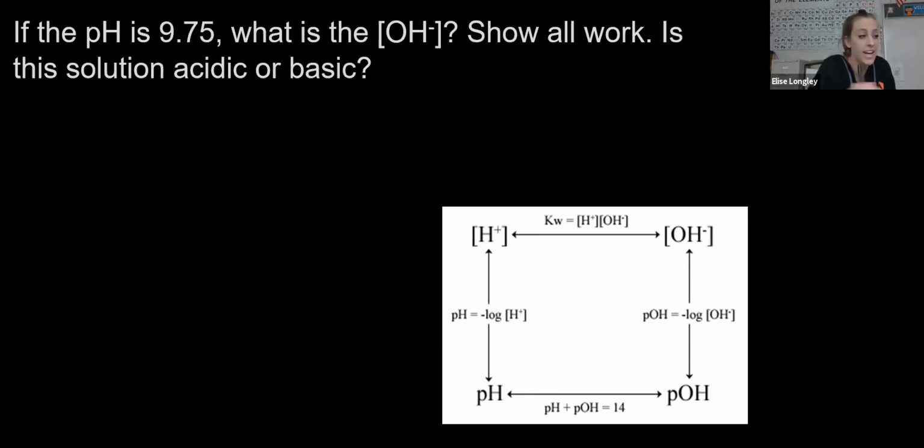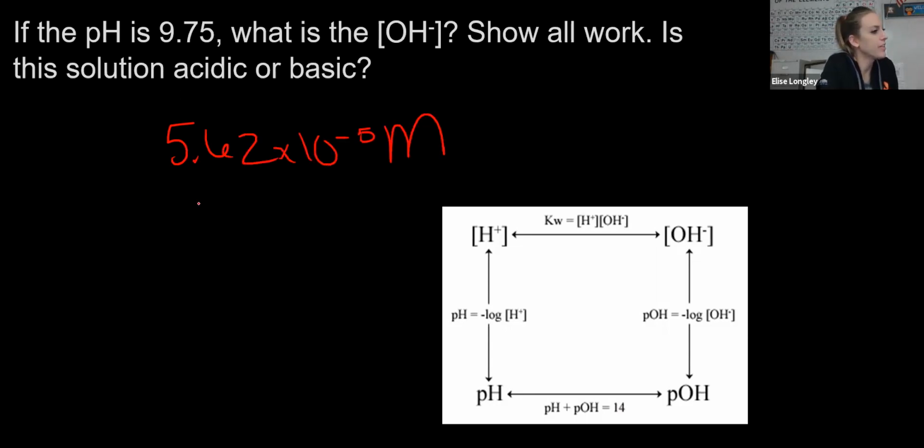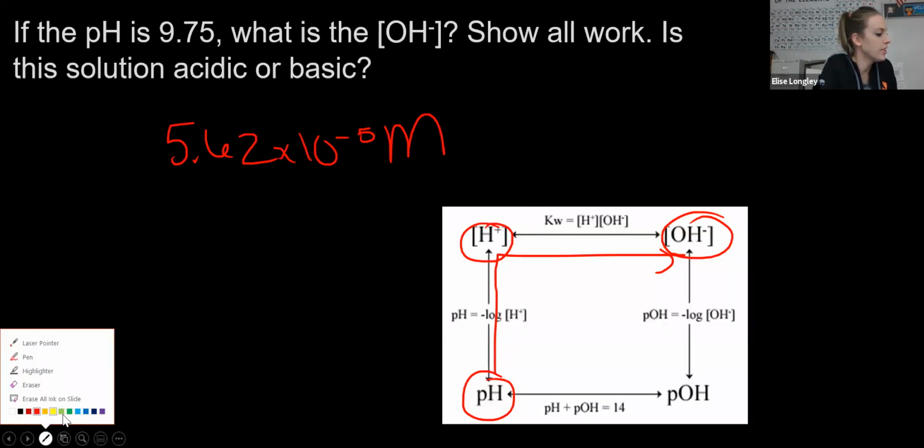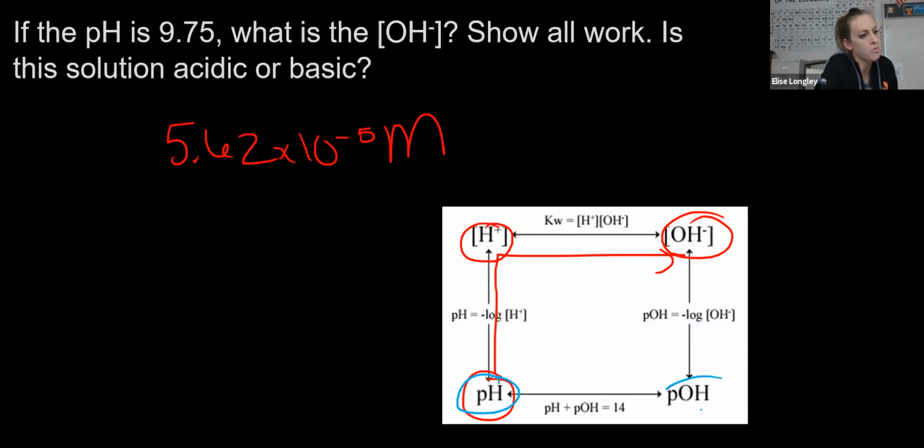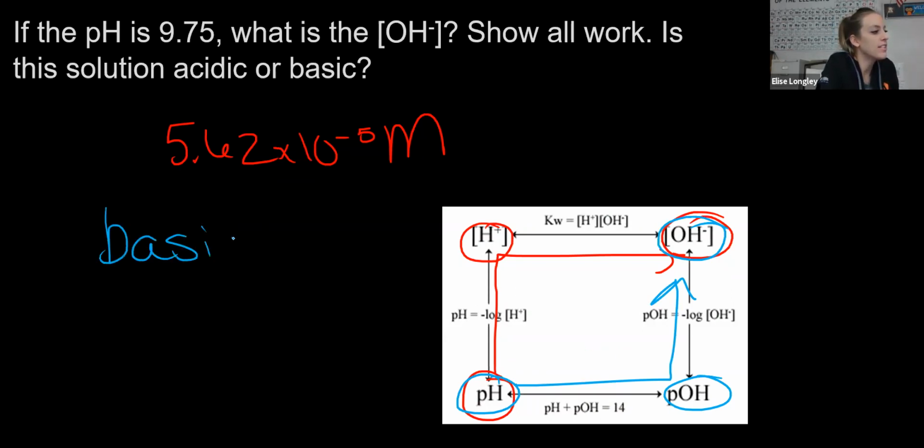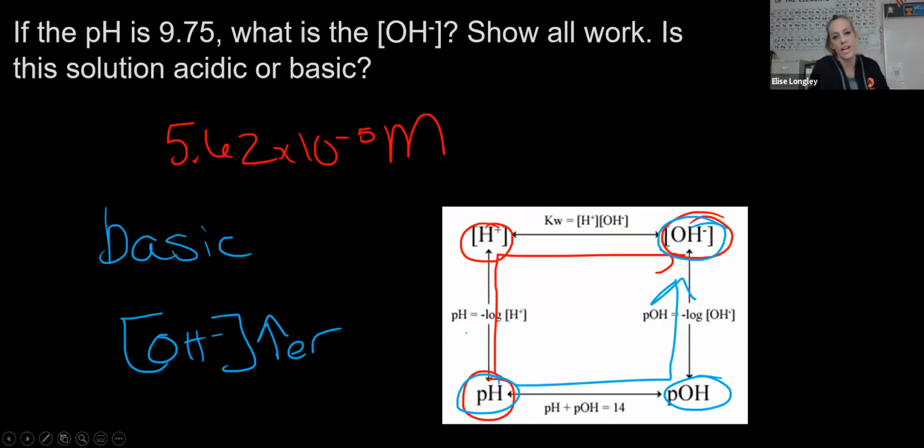Okay, yes. So this is 5.62 times 10 to the negative 5 molar. You could have done that by going from pH to H plus to OH minus like this, or alternatively by going from pH to pOH to OH minus like this. Both would get you to the same answer of 5.62 times 10 to the negative 5. This is basic, which means the hydroxide ions are higher and winning.